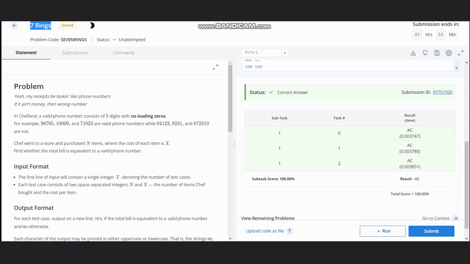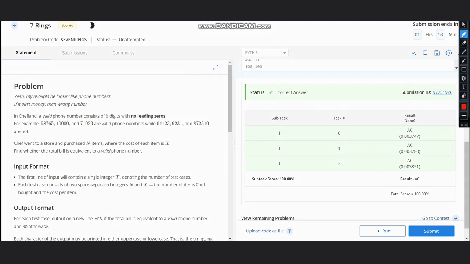So here we are discussing the question on CodeChef, which is Seven Rings. The question states that in Shetland, a valid phone number consists of 5 digits with no leading zeros. For example, these are valid phone numbers, while 0413, 9231 and all these are not, because in this one there is a leading zero, and in these numbers they are not 5 digit numbers. So Chef has purchased N items where the cost of each item is X. We need to know whether the total bill is equivalent to a valid phone number or not.